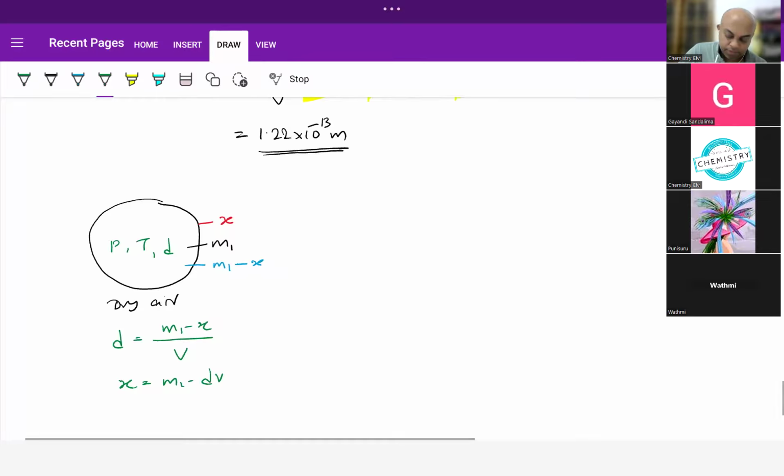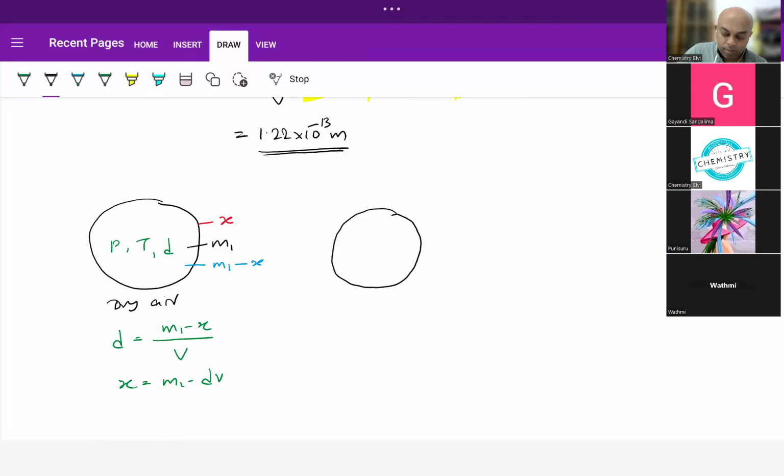Now I will take the next situation. Now the unknown gas is filled, and the mass is now M2. The mass of the gas is M2 minus X. We know X, I will substitute it later. And the others are the same: P and T, and obviously V as well.